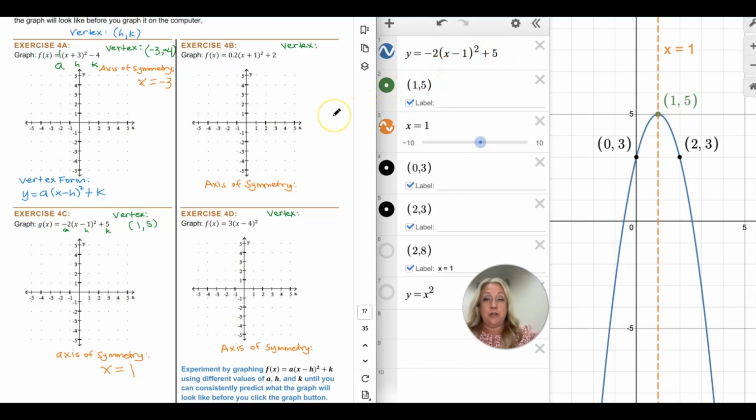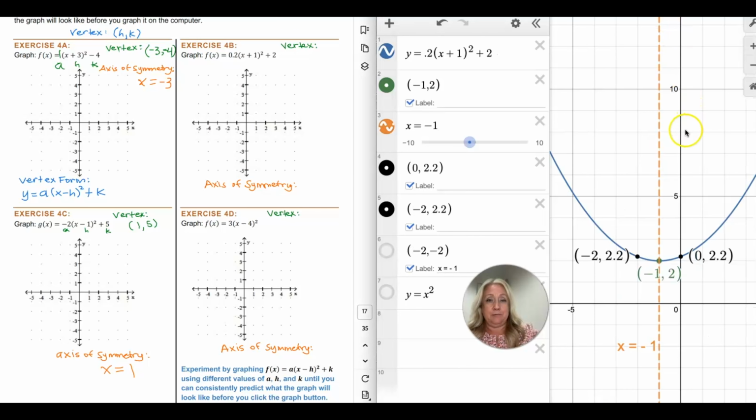All right, so for 4B, let's see if you came up with this. All right, so on this, since we have a 0.2 out in front, that's telling us since it's positive, it's going to go up, but 0.2 is like a fraction, right? It's not something bigger than 1. It's a number between 0 and 1. And so that decimal is telling us that we're going to have a wider parabola.